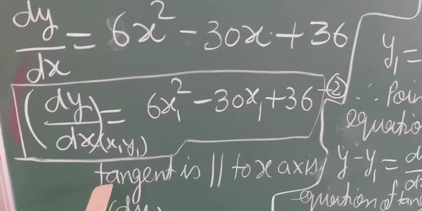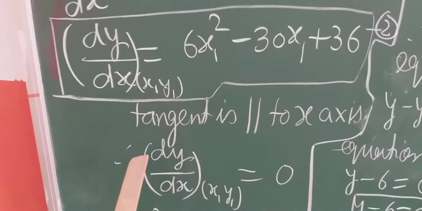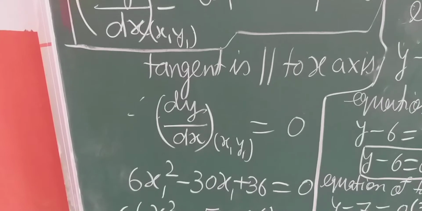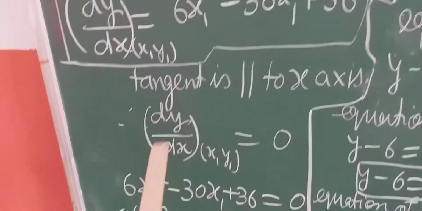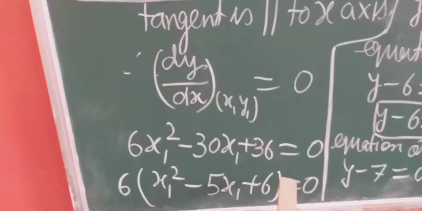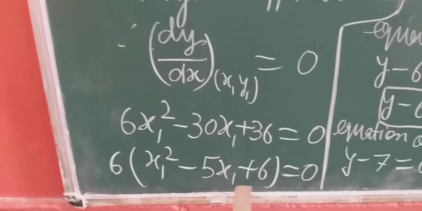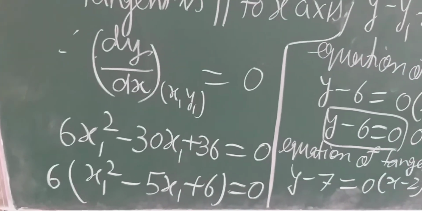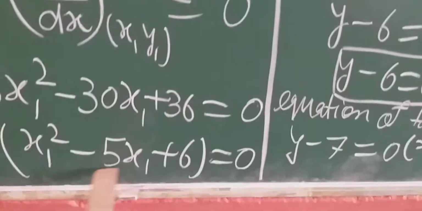Now students, it is given to us that the tangent is parallel to the x-axis. It means dy by dx at the point equals 0. So this dy by dx should be equal to 0, students. So 6 is common: x1 square minus 5x1 plus 6 equals 0. So this is the equation. Now students, we have to solve this equation.